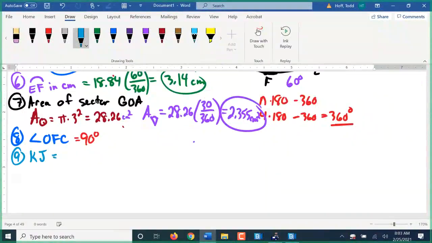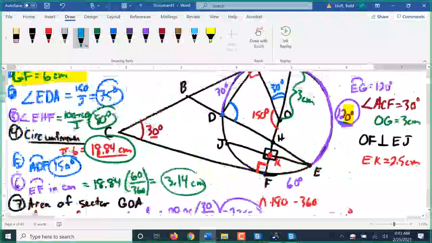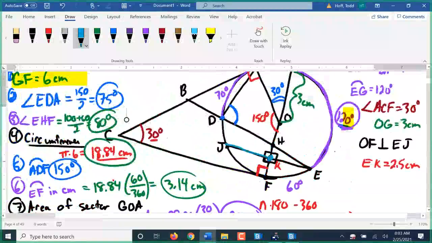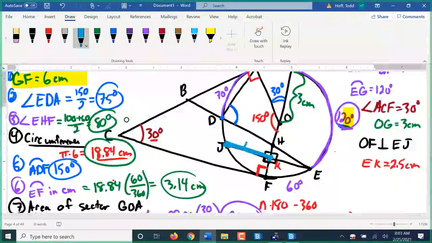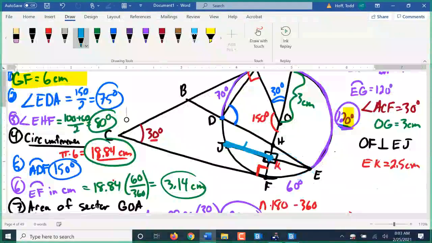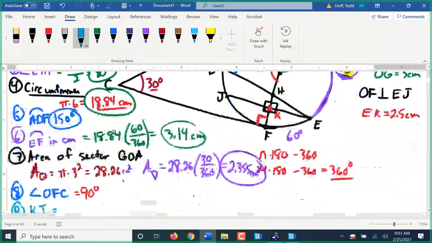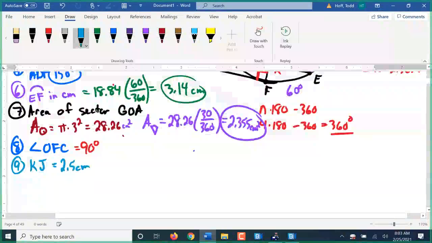I want you to find the length of KJ. Well, here's K and J, so that's that length right there that I'm asking you to find. Well, we told you before that EK was 2.5 right there. If this radius hits that at a right angle, it cuts that chord in half. So KJ is also 2.5 centimeters.